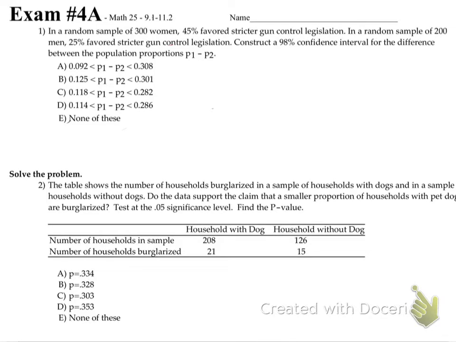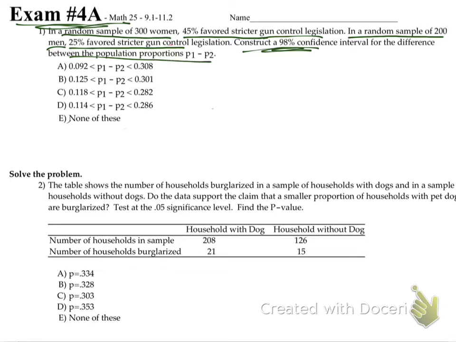Okay, so here we are on the practice exam, which is an old exam I gave from the summer of 2019. Okay, in a random sample of 300 women, 45% favored stricter gun control legislation. In a random sample of 200 men, 25% favored stricter gun control legislation. Construct a 98% confidence interval for the difference between the two proportions.